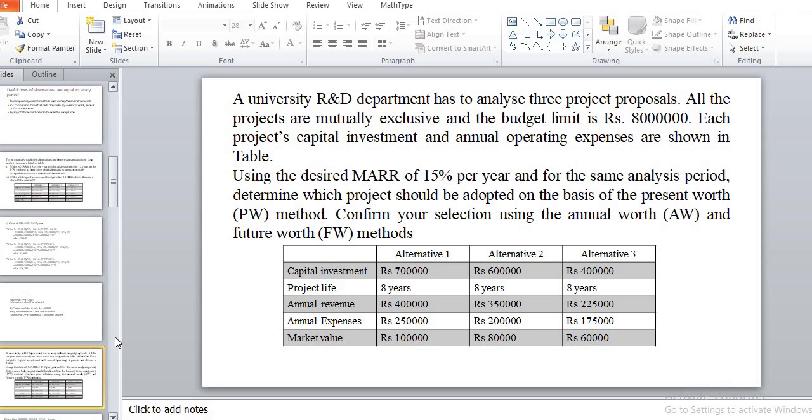MRR value is 15% per year for this R&D department, and for the same analysis period, determine which project should be adopted on the basis of the present worth method. Confirm your selection using the annual worth method and the future worth method. So they are asked to evaluate these projects on the basis of the present worth, future worth, and the annual worth, the 3 methods. So we are discussing these present worth, annual worth, and future worth methods.